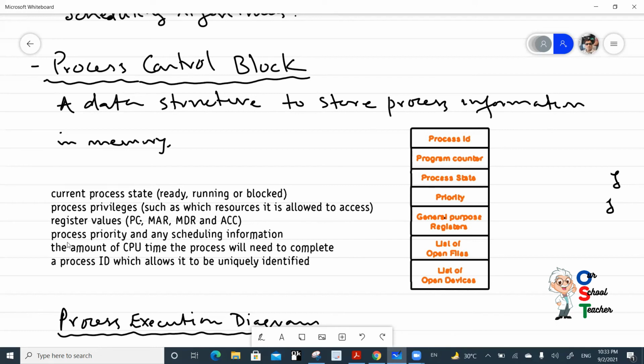Process priority, we have discussed in which situation the process will be prioritized, and scheduling information, when the process will be scheduled, is also kept in the PCB. The amount of time the process will need to complete, the total time required by the process, is also kept here. The process ID: every process generated by the operating system in memory is given a unique ID, and that ID is also kept in the PCB.